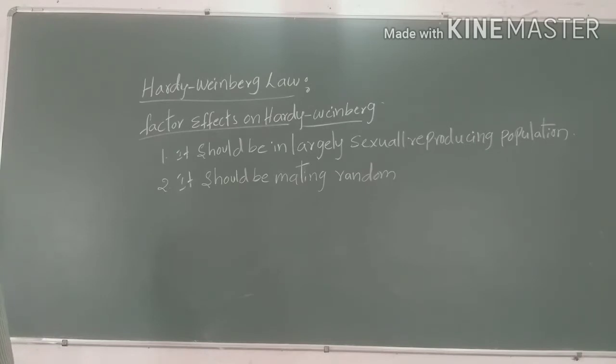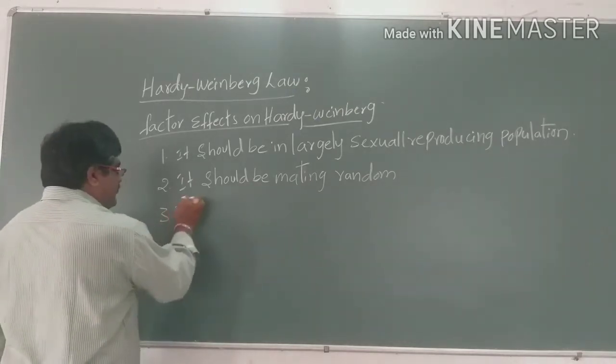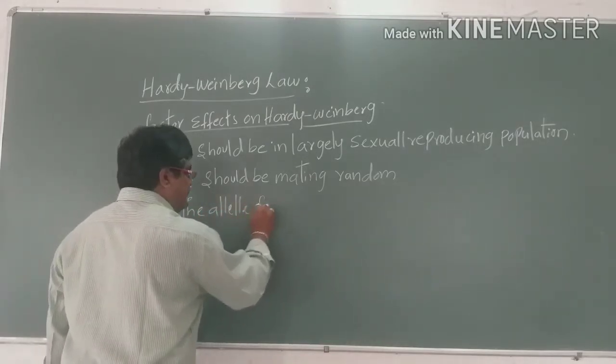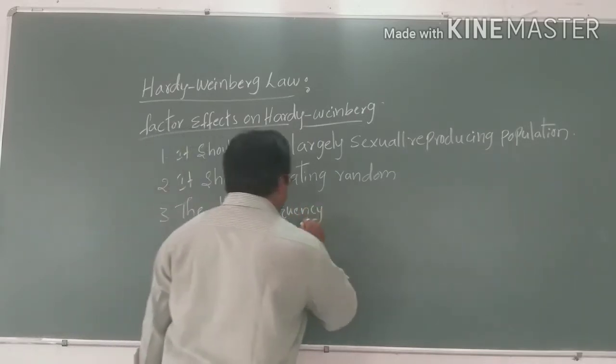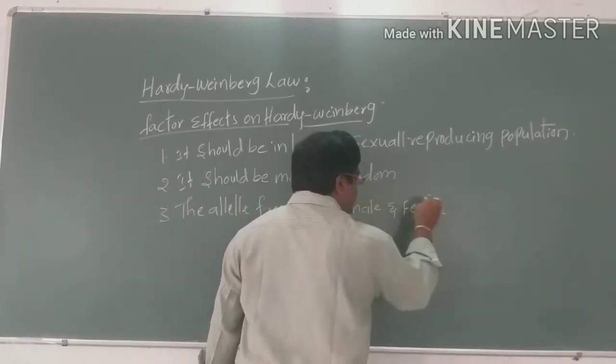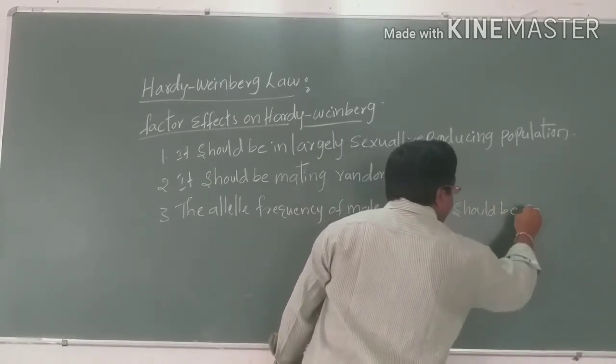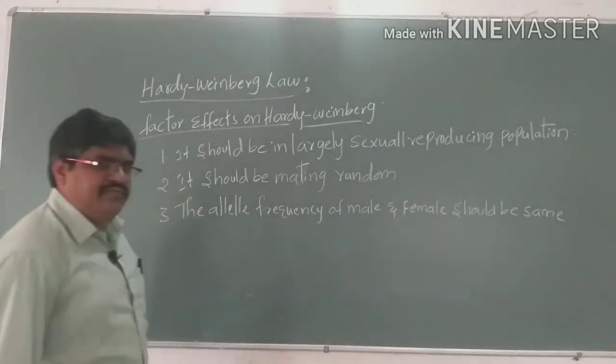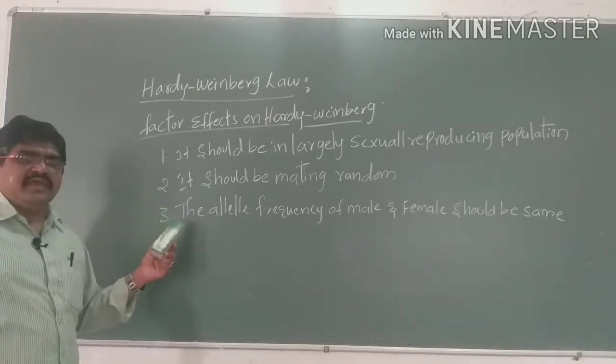The allele frequency of male and female should be the same also. The third one is the allele frequency: in Hardy-Weinberg, the male and female allele frequency should be the same. And the allele genotypes should be equally viable and fertile.